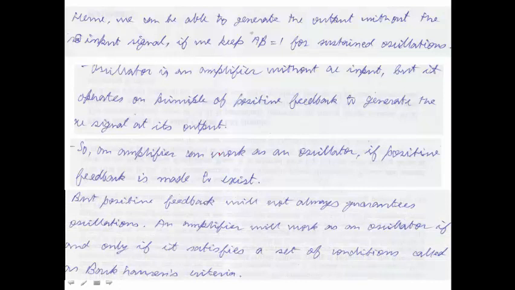An amplifier will work as an oscillator only if it satisfies some set of conditions, and these conditions are highlighted in the form of a criteria called Barkhausen's criteria. This is one of the important criteria to be remembered if you want to learn oscillators. Oscillators are based on one very important criteria, which is Barkhausen's criteria. Now, what is this criteria all about?